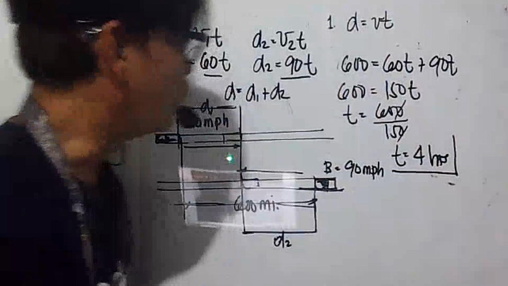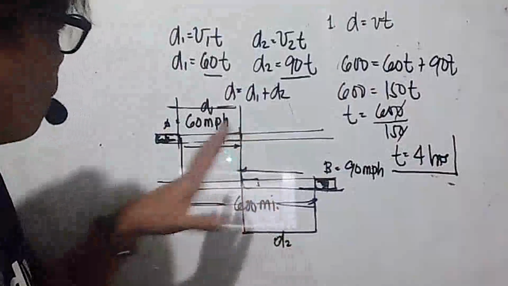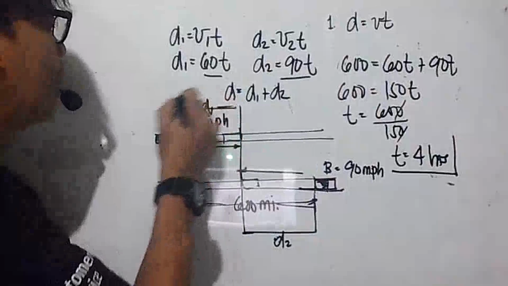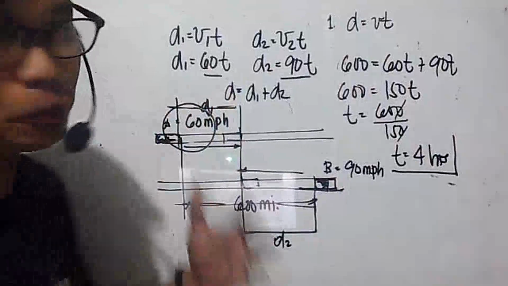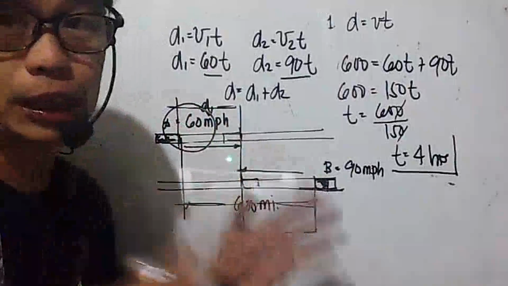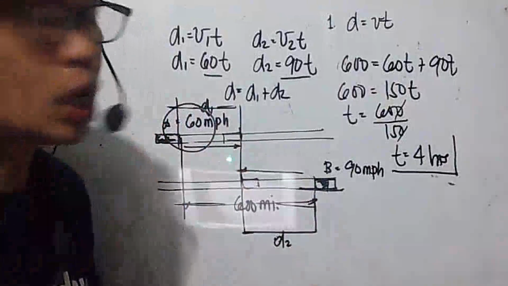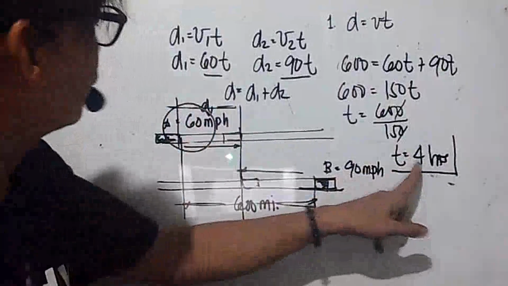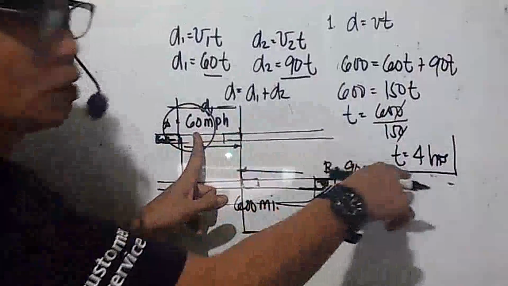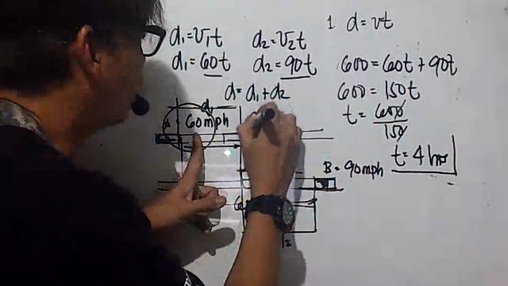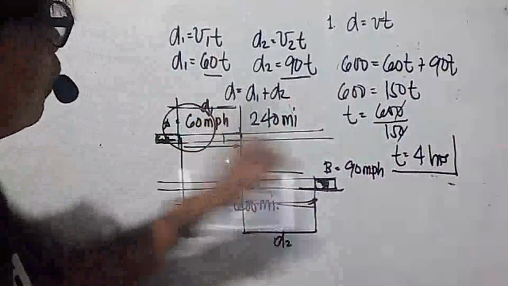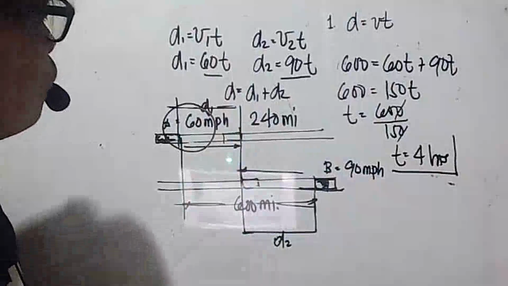Okay, now, check natin. Tingnan natin kung tama. Okay, if your train 1 is traveling at 60 miles per hour, ang ibig sabihin, every hour, it can travel a distance of 60 miles. Okay, so ibig sabihin, in 4 hours, gaano kalayo natatravel nito? So that is 60 miles times 4, so it is 240 miles. Okay, so matatravel nito in 4 hours is 240 miles.